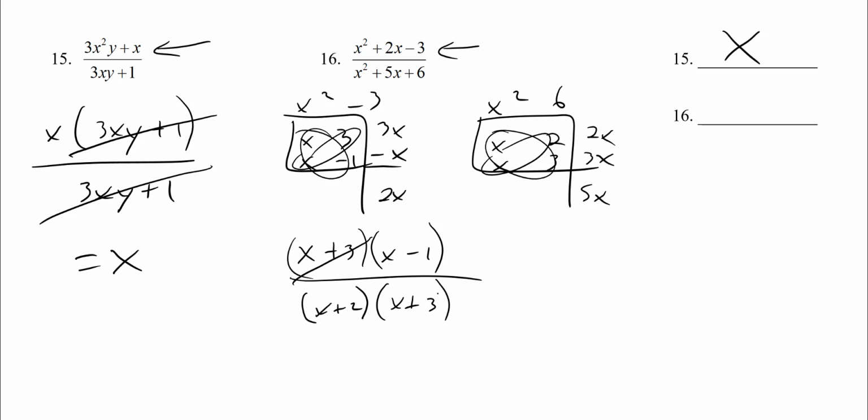And what do you cancel? X plus 3, x plus 3, and that's it. That's all I can do. So my answer is x minus 1 over x plus 2.